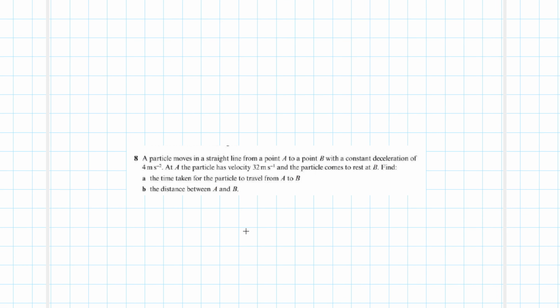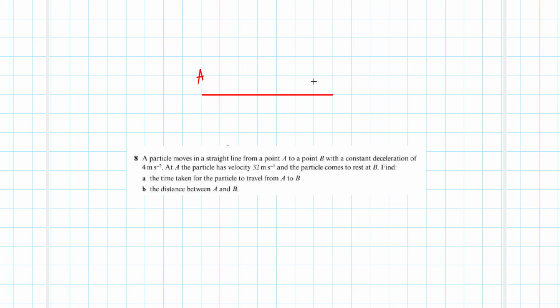Question 8. A particle moves in a straight line from a point A to a point B with a constant deceleration of 4 meters per second squared. At A, the particle has a velocity of 32 meters per second, and the particle comes to rest at B. Find the time taken for the particle to travel from A to B. And then part B was find the distance.